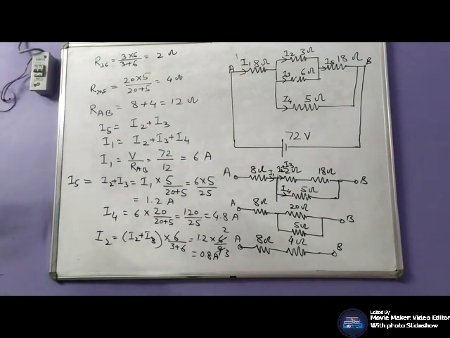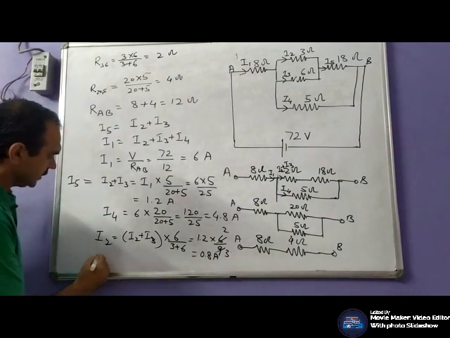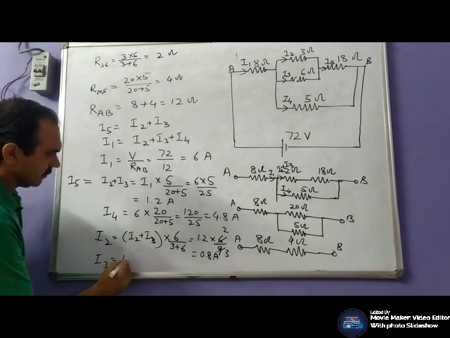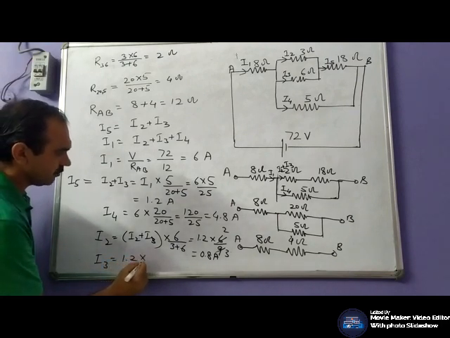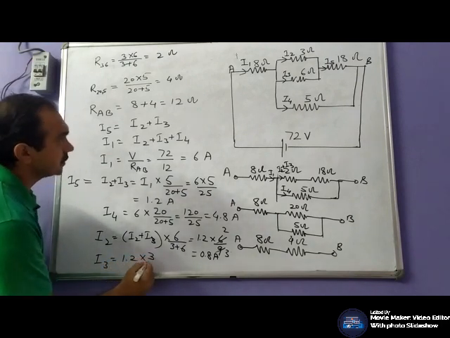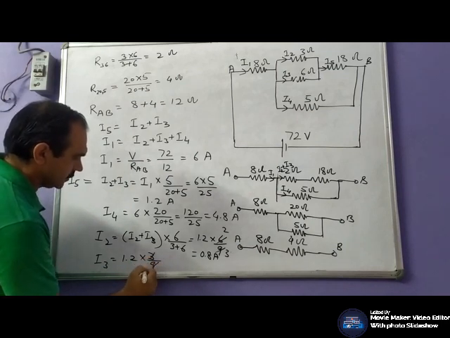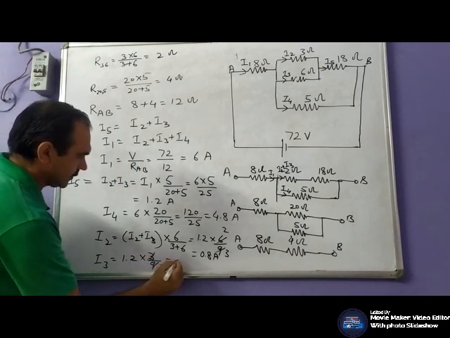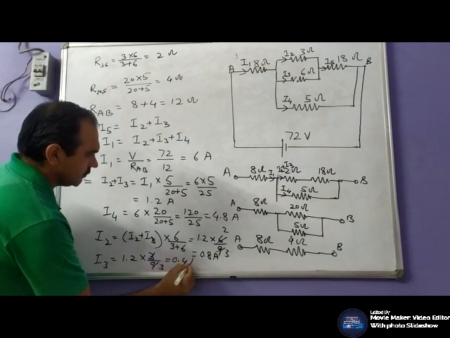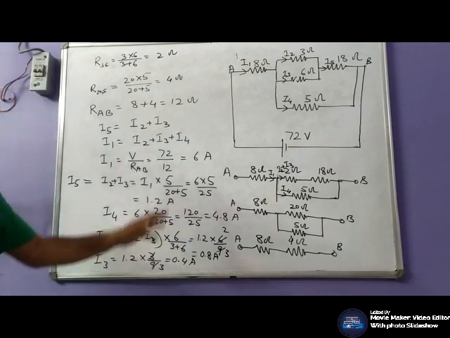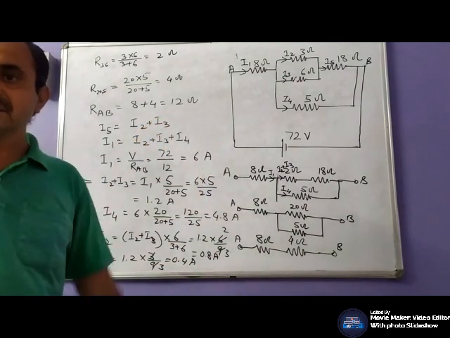And what would be I3? 1.2 into the resistance of the other branch, 3, divided by 9, that is 0.4 ampere. So you had to find out the current in each branch.